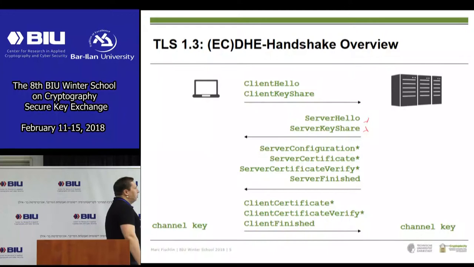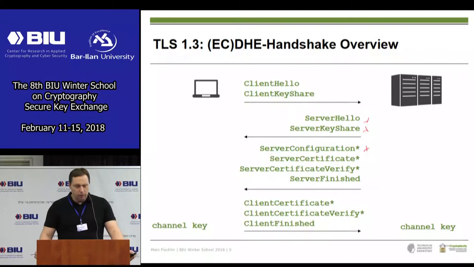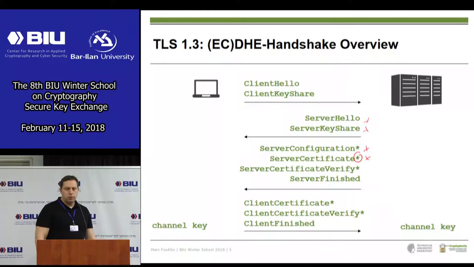Okay, so here are the crypto details. The client hello has a lot of information in there, but essentially from a cryptographic point of view, it's just a nonce, 256 bits. The client key share is just a G to the X, it's running the Diffie-Hellman protocol, and then the server responds with its own nonce, and also with its G to the Y.